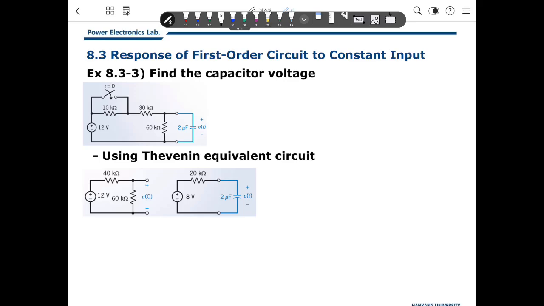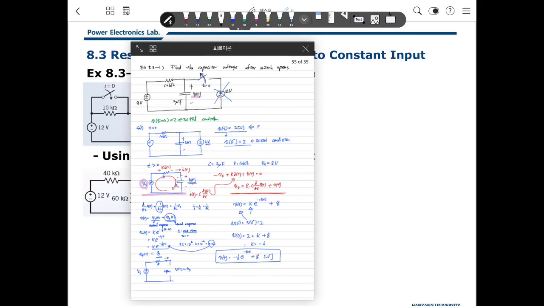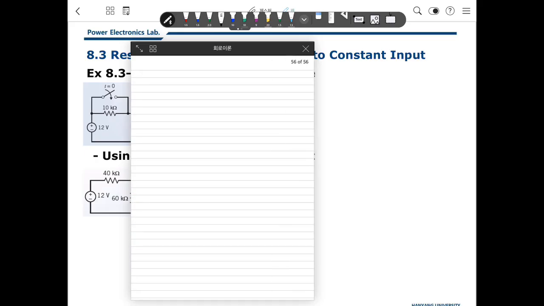Today we will continue to solve some examples to analyze the first order circuit in the case of the constant input. Before we solve an example, I will give you a brief review about how to solve the first order circuit. And it's very simple.